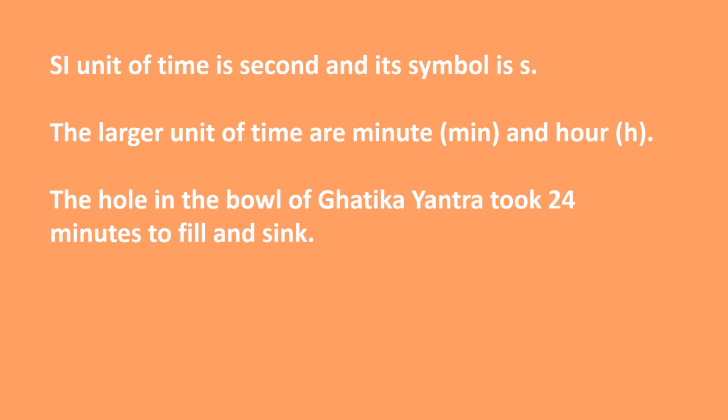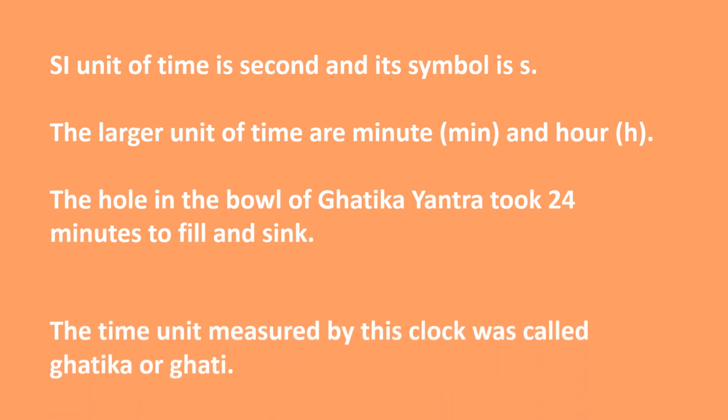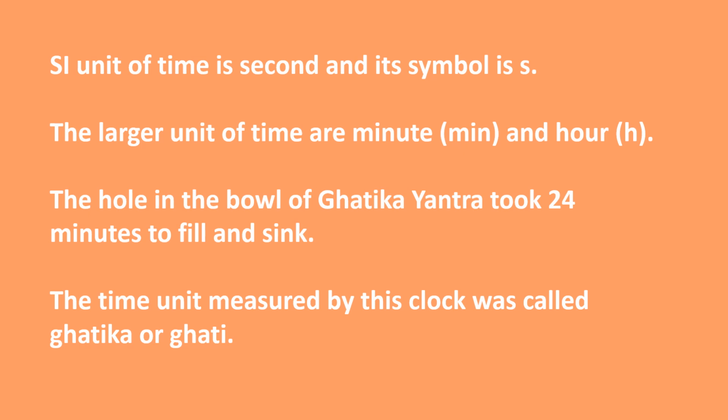The hole in the bowl of घटिका यंत्र took 24 minutes to fill and sink. ठीक है, जो घटिका यंत्र जिसे हम टाइम मेजरमेंट के लिए यूज करते हैं, उसके अंदर जो होल होता है ना उस बाउल में, वो 24 मिनट्स लेता है भरने में और फिर वापस पानी निकलने में. Takes 24 minutes to fill and sink. The time unit measured by this clock was called घटिका और घटी. टाइम यूनिट मेजर्ड बाय दिस क्लॉक मीन्स घटिका यंत्र जो टाइम मेजर करती थी, इसको हम क्या बोलते थे? घटिका और घटी.